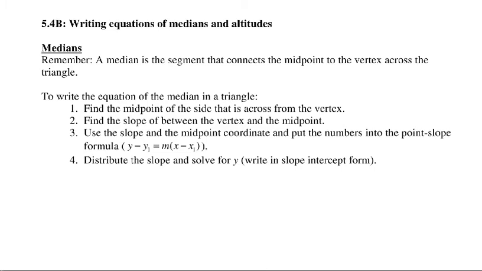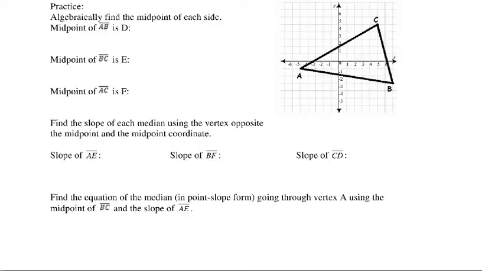The first part on here is all of our information on how to write equations of medians, so make sure that you highlight and remember this. I'm going to refer back to this a couple times. Medians, remember, connect the midpoint from the opposite side to the vertex. So first we have to find the midpoint of the opposite side, then find the slope between that vertex and the midpoint, and then use that slope and the midpoint, or the vertex really, to put it into our equation right here. Sometimes you can solve for y, but most of the time we're going to stop after step 3.